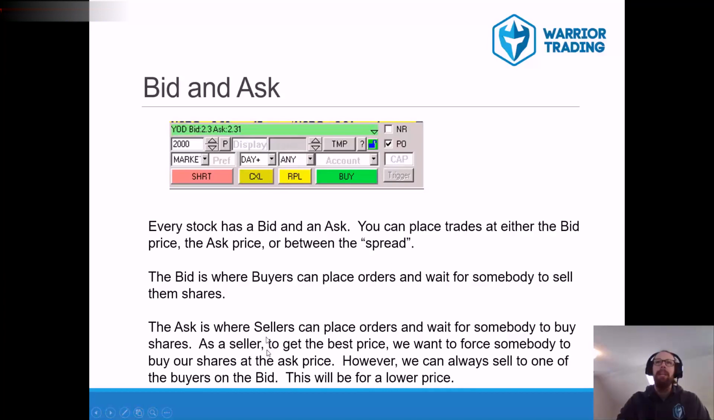Now, the bid is where buyers, people who want to buy the stock, can place orders. Now, if you get filled on the bid price, this stock is trading at 230 by 231.